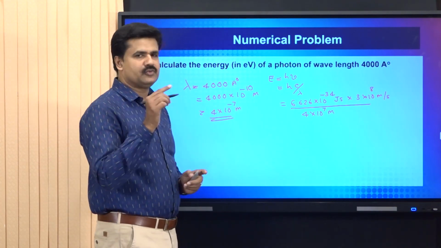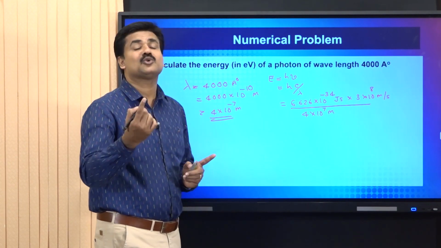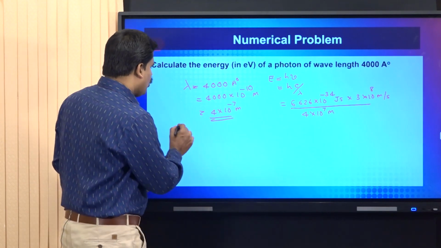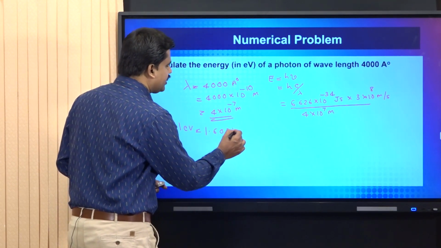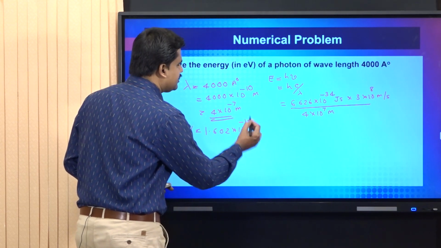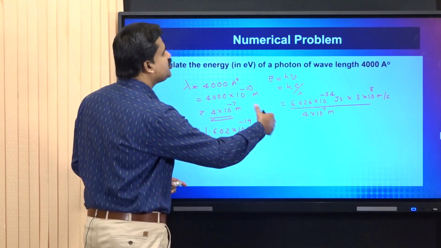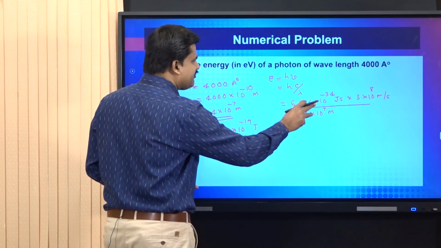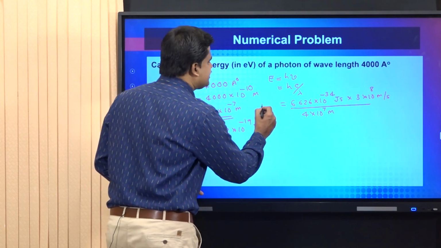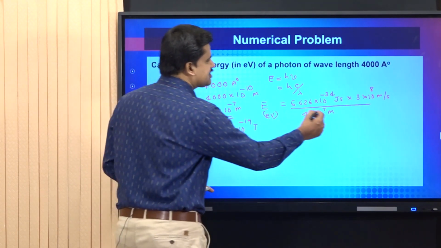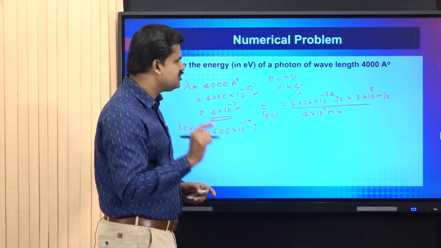But the problem is to find out energy in electron volt. So, we have to use the joule to electron volt conversion. The conversion is 1 electron volt is equal to 1.602 into 10 raised to minus 19 joules. Therefore, to convert joules into electron volt, we have to divide this quantity by 1.602 into 10 raised to minus 19 joules.